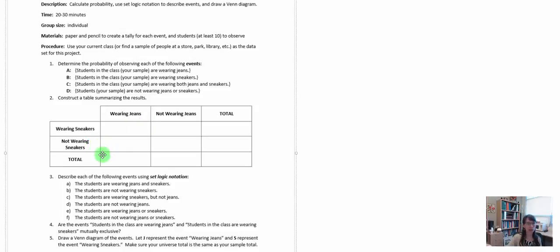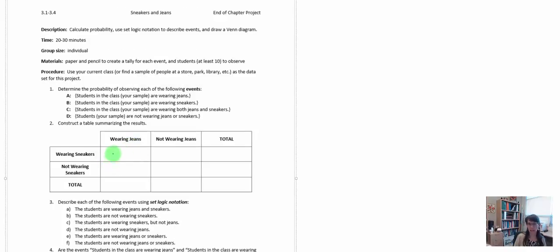When I did this project with my class, we decided that our events would be about wearing jeans and wearing sneakers. So either students will be wearing jeans or not wearing jeans. Students will be wearing sneakers or not wearing sneakers. The day that my class did this project, we just looked around at students in the classroom to see how many were wearing jeans total. And that total was 5 students. So we filled in 5.